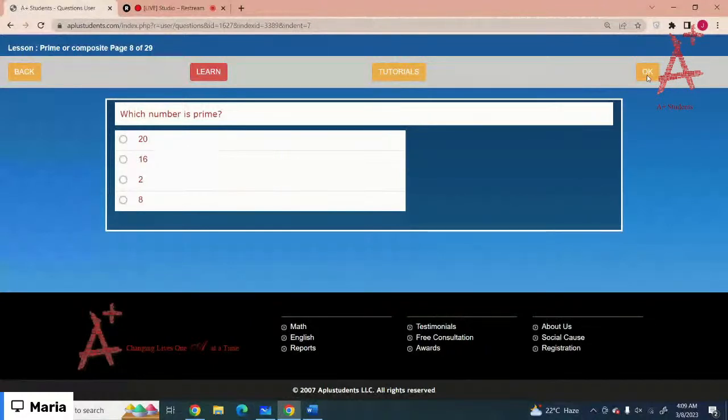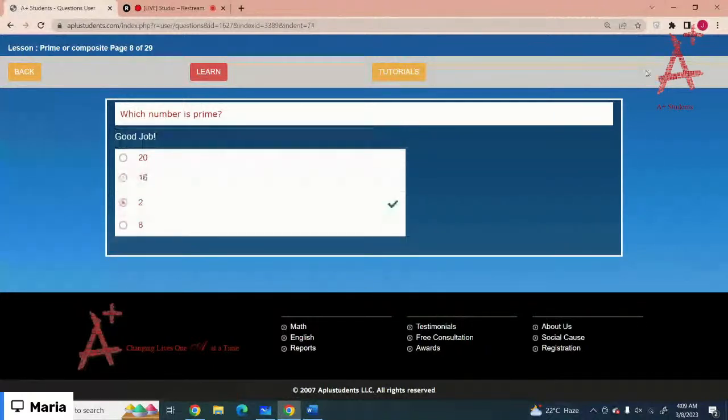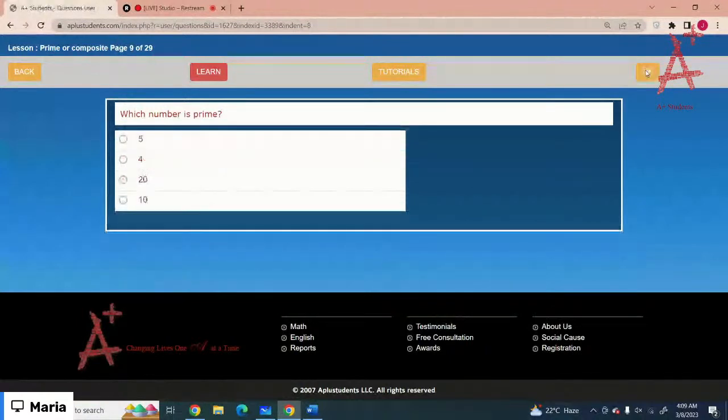Two is a prime number. Got it? Okay, the next one is: which number is prime? 5, 4, 20 and 10. Which is prime? 5 is a prime number. Very good. So just select the correct option and click on the OK button.